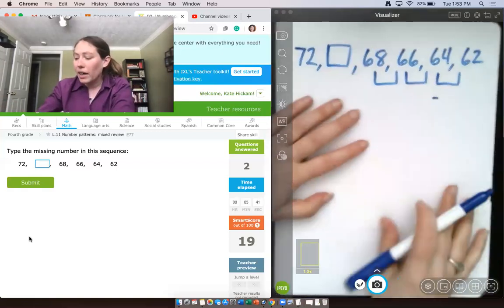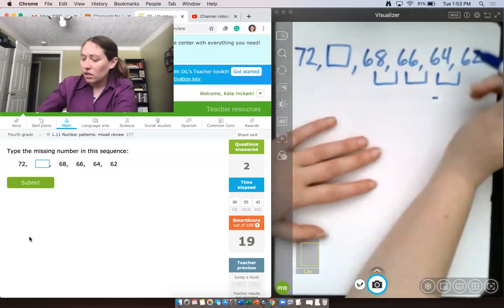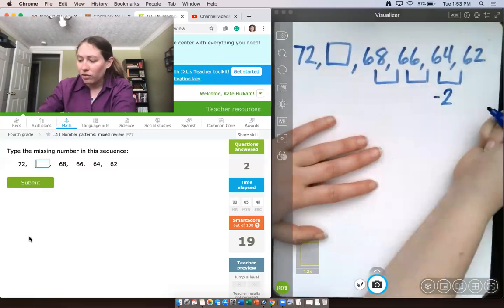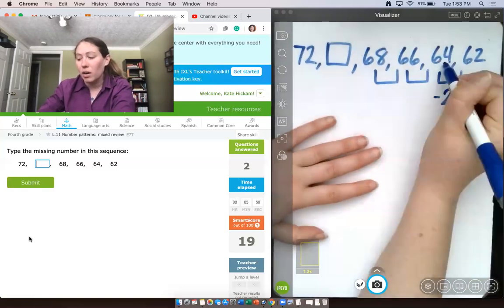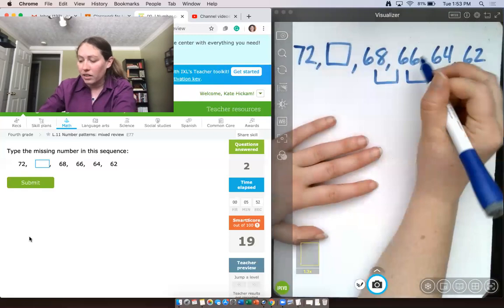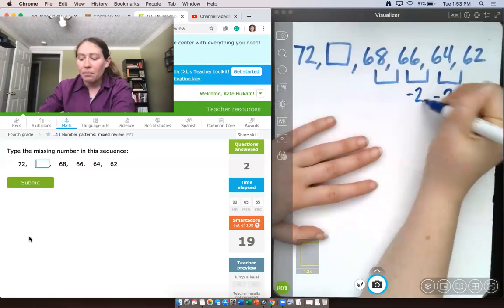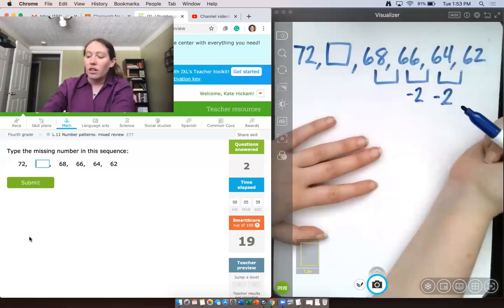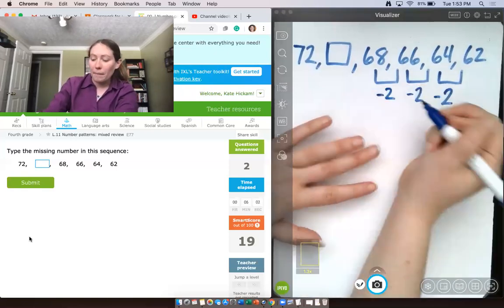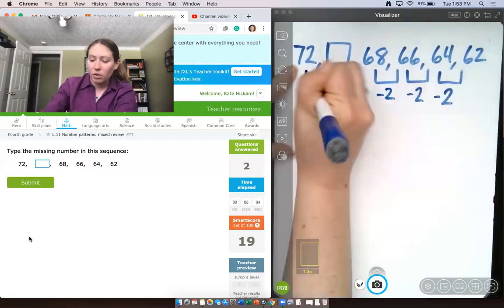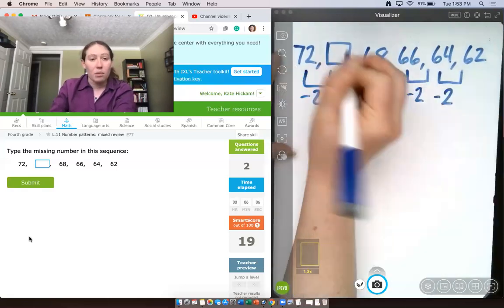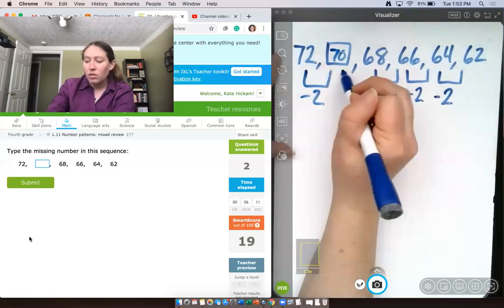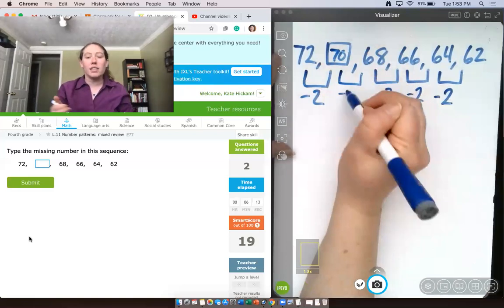So 64 minus what equals 62? 2. 66 minus what equals 64? Minus 2. 68 minus what equals 66? Minus 2. So 72 minus 2 is going to equal 70. And then I can double check that my work is correct by going 70 minus 2 equals 68. And since it works, I know I got it correct.